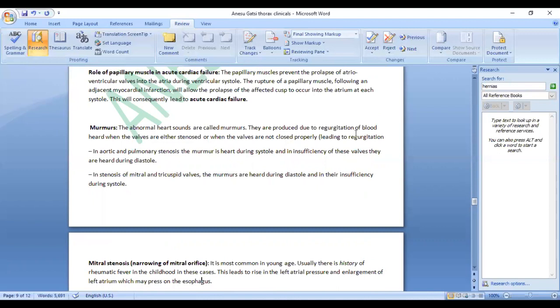So in aortic or pulmonary stenosis, the murmur is heard during systole. That's when you have narrowing of these cusps. But if you have insufficiency of these valves, you're more likely to hear the murmur during diastole. The opposite is true for stenosis of the mitral and tricuspid valve: you're more likely to hear the murmur during diastole. But if they're insufficient, you're more likely to hear the murmur during systole.